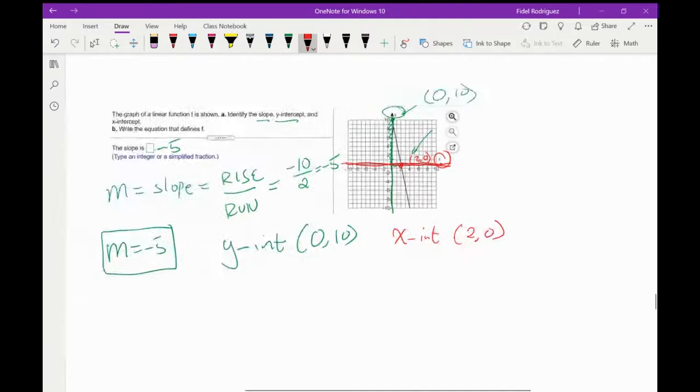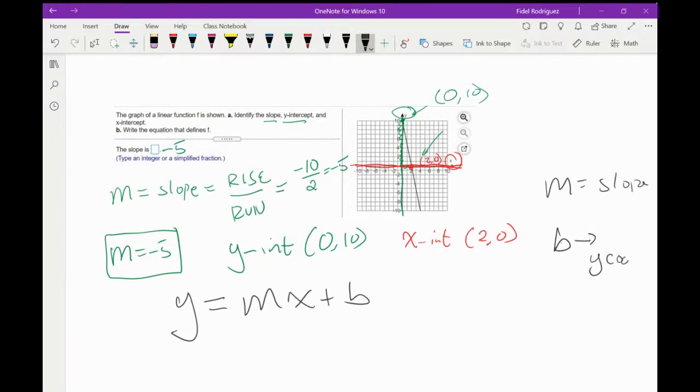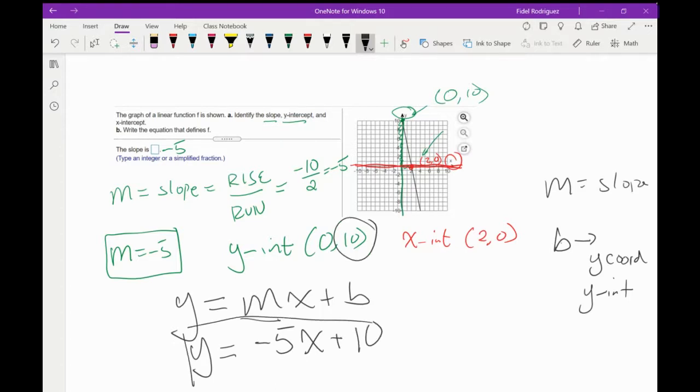And now the last thing I'm going to do here, y'all, is write out our equation in the form y equals mx plus b. Remember, the m is my slope, and the b is the y coordinate of my y-intercept. So y equals m, which we found to be negative 5, times x, plus b. B is the y coordinate of the y-intercept. So in this case, it would be y equals negative 5x plus 10.